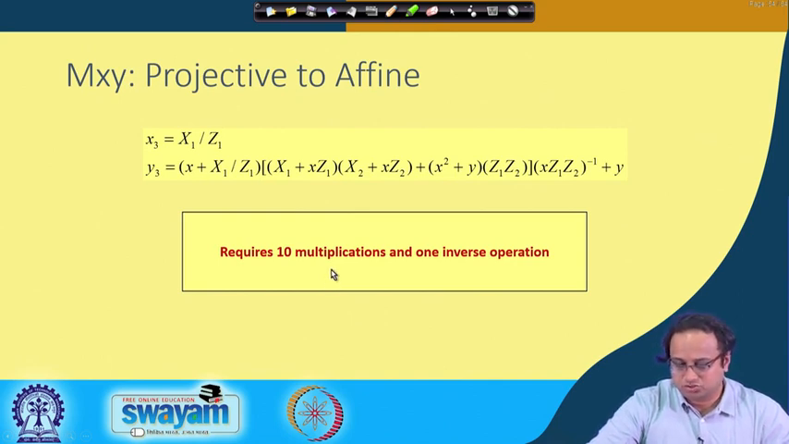Okay. So now I leave it to you as an exercise to think about why you need 1 inversion. Because it looks like you have to do a 1 by z1 here and a different inversion here. Okay. So, I leave it to you as an exercise to think about how or why you basically need 1 inversion to do this operation.